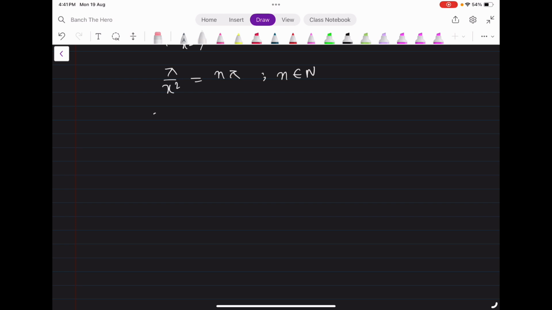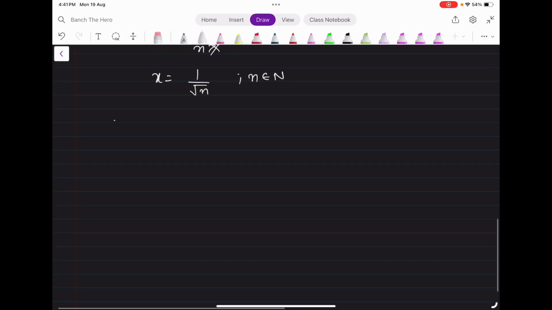So from here we can write x square is nothing but pi divided by n into pi, and pi cancels. It means x is 1 by root of n. Why are we not writing plus minus? Again we can specify here, because x is positive according to the options which are given.